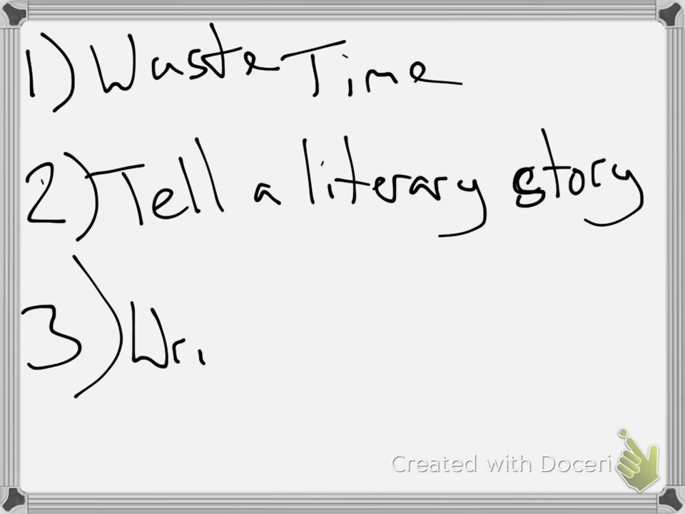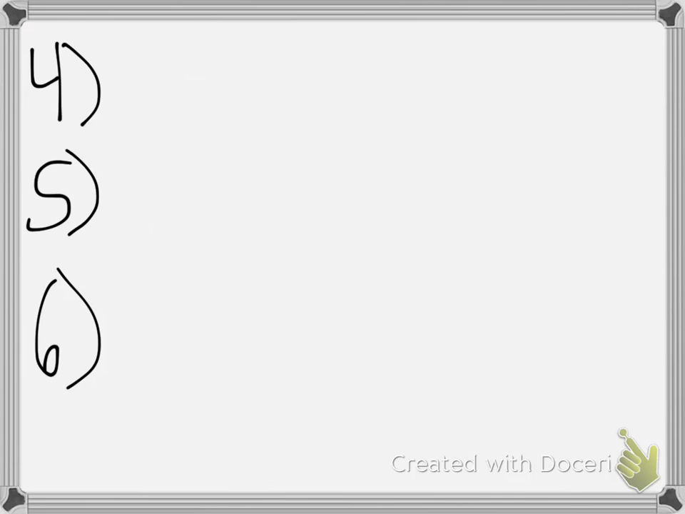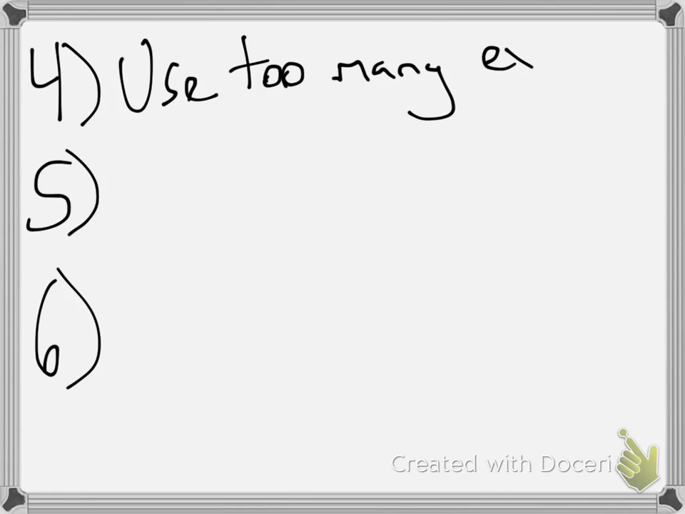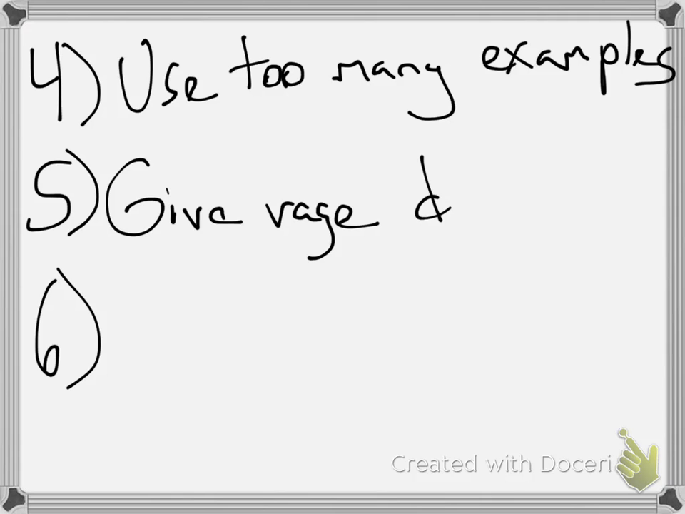Number 3, write a boring introduction. We'll go into more about hook statements later on, so don't freak out over that just yet. Number 4, use too many examples. You probably want to keep it at 2. 2 is your max. Whoops. Number 5, give vague details. You need to be as specific as possible. And I should probably spell vague right.